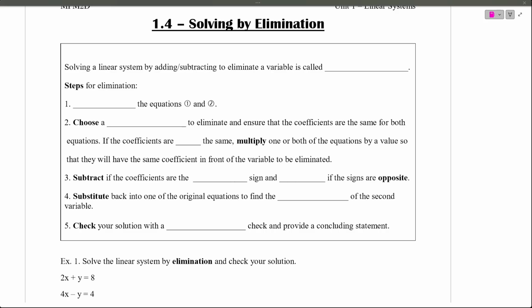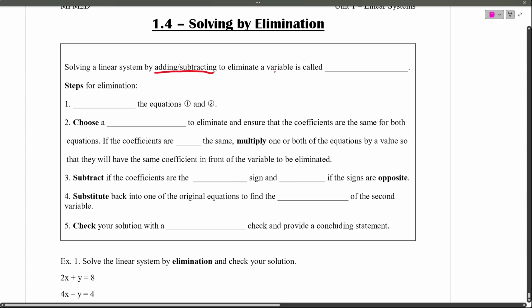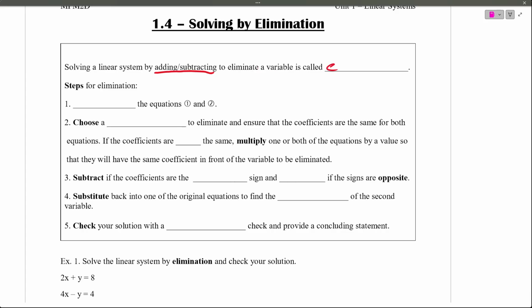First up, we want to solve a linear system by adding or subtracting. That's the big key here, adding or subtracting. We're trying to add or subtract to eliminate a variable. This is called elimination. And there are a few steps we have to follow. They're similar to what we had before, just a little bit more detailed.